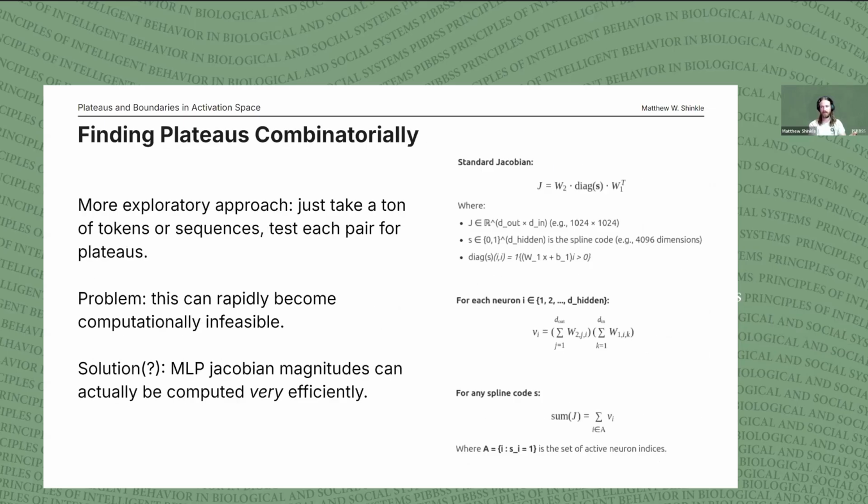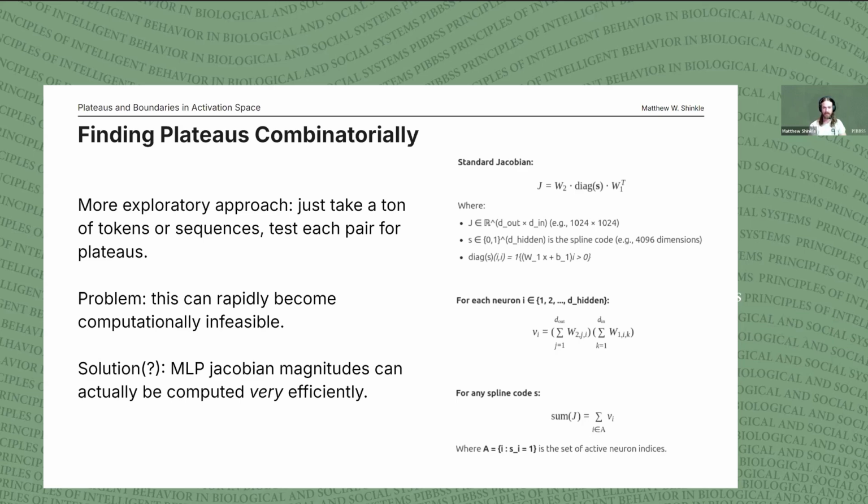I also tried to see if I could uncover any patterns of when activation plateaus do or don't occur just by testing a huge number of pairs of tokens or of prompts. The issue I ran into here was since we're passing both the tokens and all of the interpolated points between them through the full model for each pair of sequences, this can quickly become very computationally expensive. And I think this is an area actually where Jacobian-based analyses based on the mechanistic explanation are particularly promising.